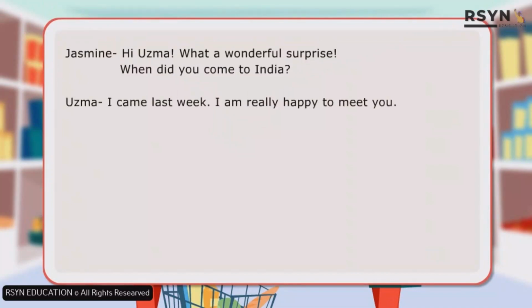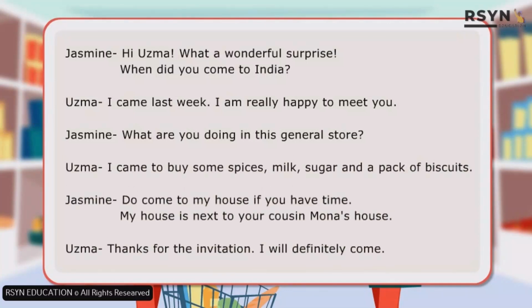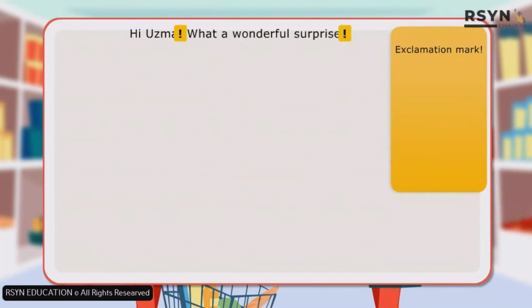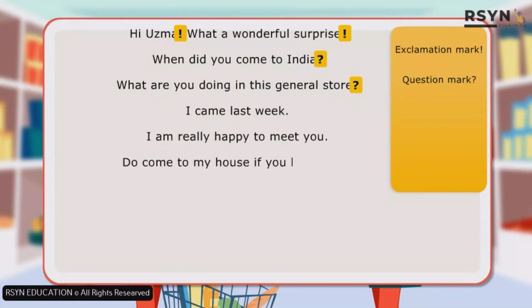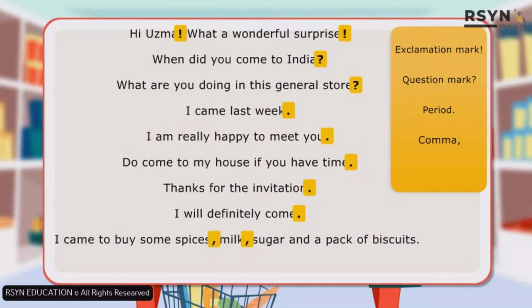In the dialogues of the girls, there is proper pause and expression, and thus clarity in meaning due to various punctuation marks. Here are some examples of various punctuation marks used. Hi Uzma, what a wonderful surprise! Exclamation mark. When did you come to India? What are you doing in this general store? Question mark. I came last week. I am really happy to meet you. Do come to my house if you have time. Thanks for the invitation. I will definitely come. Period. I came to buy some spices, milk, sugar, and a pack of biscuits. Comma. My house is next to your cousin Mona's house. Apostrophe.